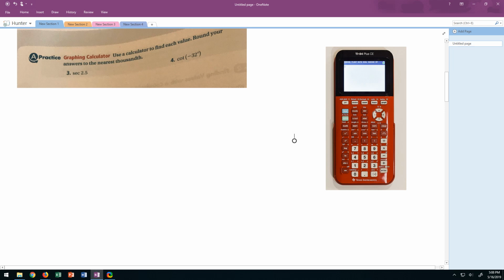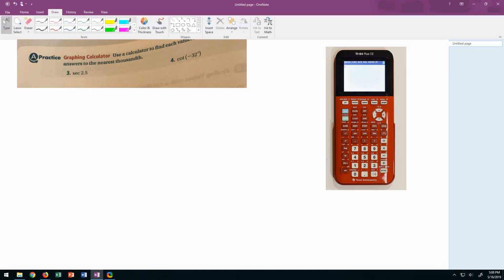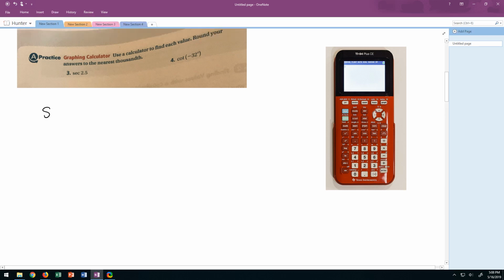Using our calculator, right now we don't have any secant or cosecant buttons, right? So we're going to have to use the reciprocal identities. First thing we're going to evaluate is the secant. This is problem number 3. The secant of 2.5, that's radians, right? They didn't put the degree sign, so that's 2.5 radians.